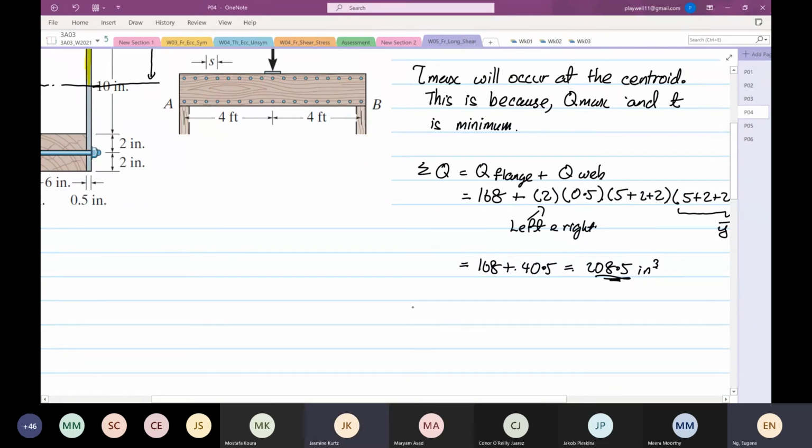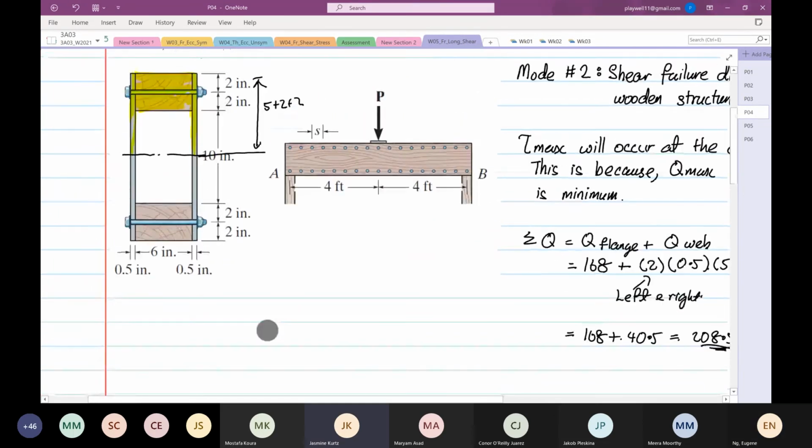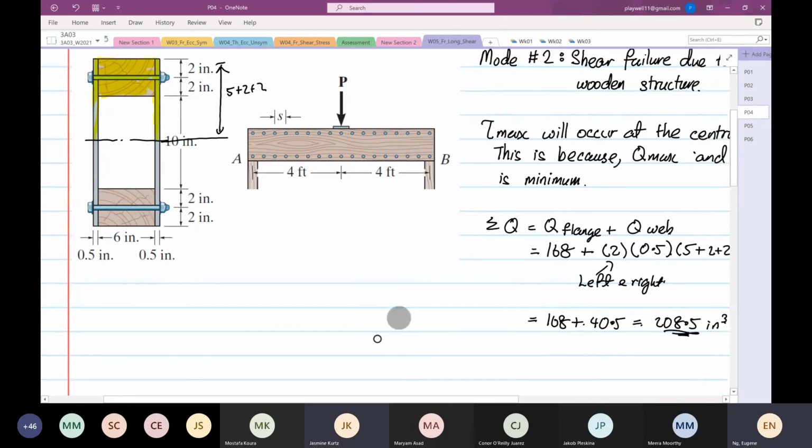Okay, so the shear. Someone has a question? Yeah, I have a question. I'm just a bit confused about why the depth of the web is 5 + 2 + 2. Should it only be 5? No, because of the thickness. I see. You see, because it continues to the top. Oh, okay. It goes up to the top. Okay. You scared the crap out of me, man.